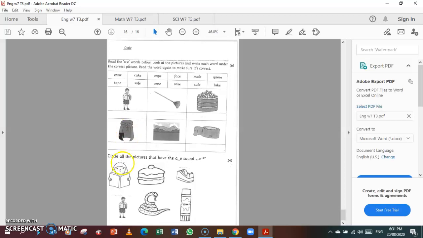Then right below, you circle all the pictures that have the A sound, okay? So we hear A because of the magic E. Okay, that's all you have to do for this quiz.